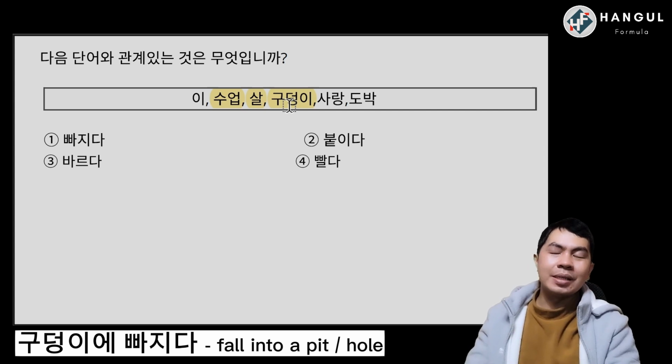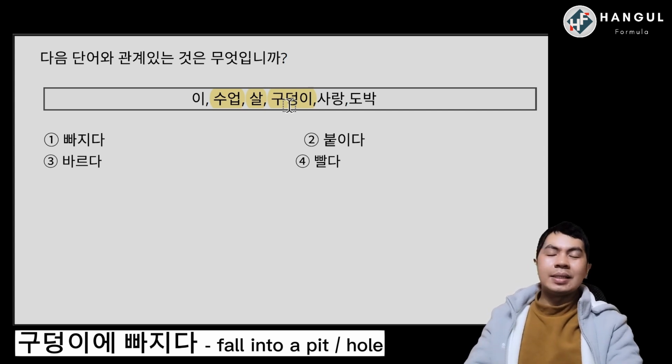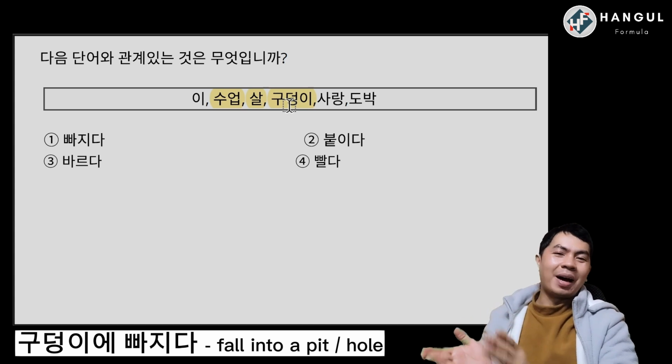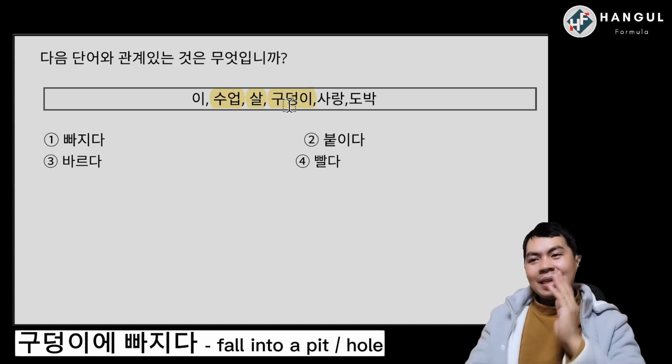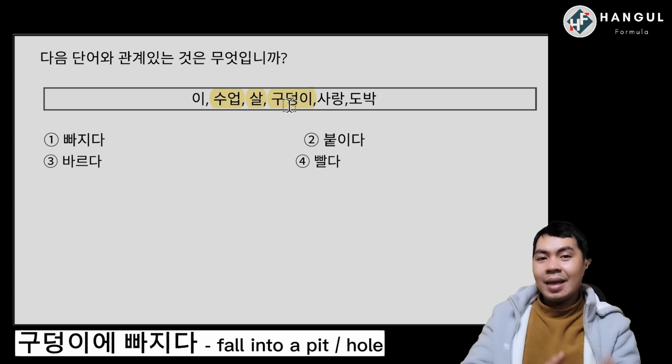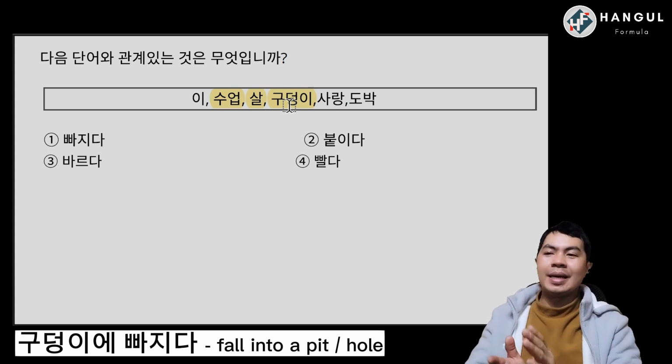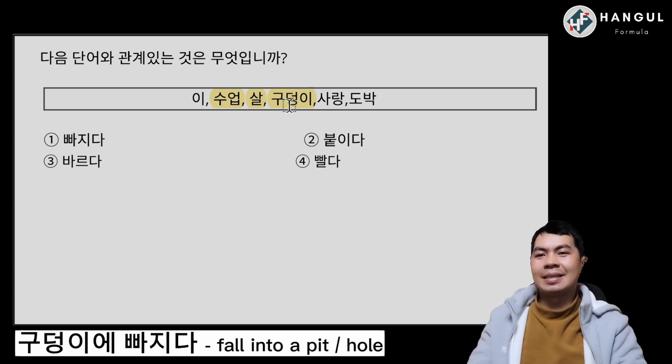Malaglag ka dun sa butas. Kunyari, umuulan, and then may butas, kunyari, sa Pinas, baha. Okay? So, pag nalaglag ka dun, that is kudongi, gagamitin natin yung marker na pajos. So, malaglag. Okay? So, that is kudongi.